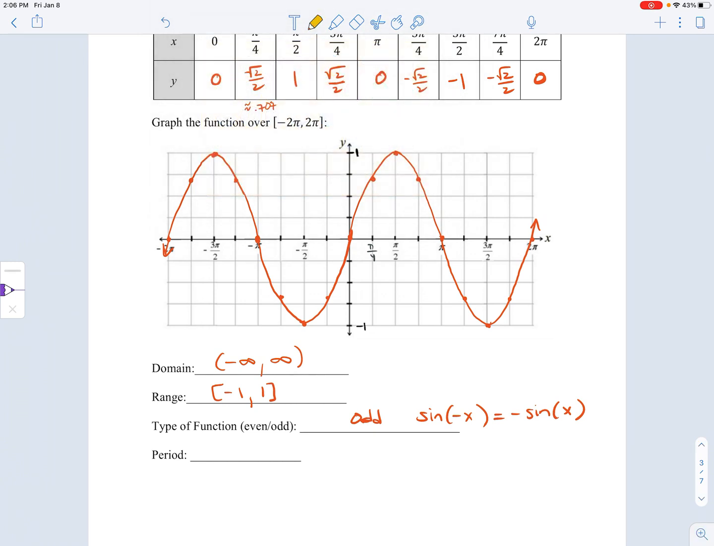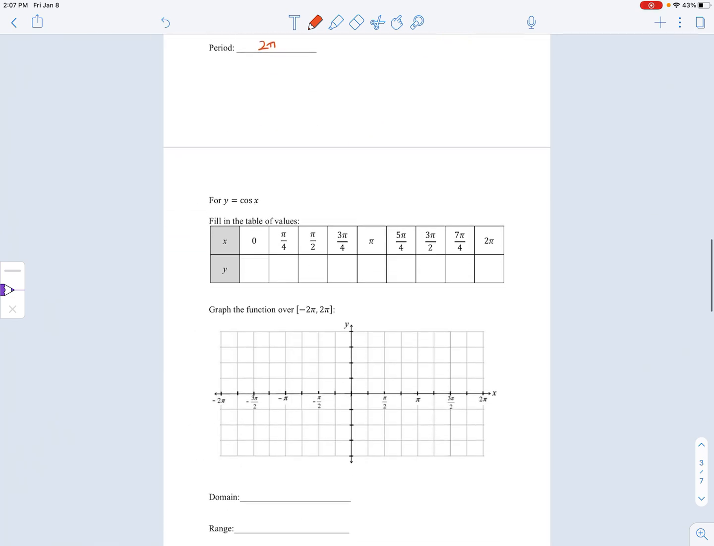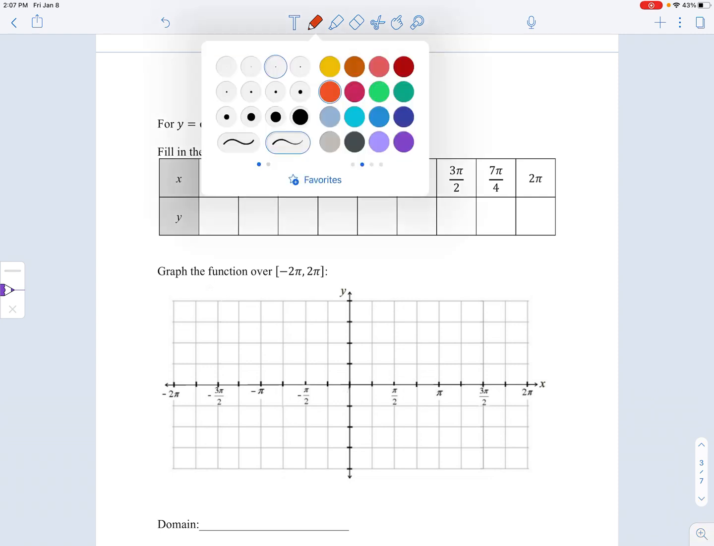And a period. One full rotation, where all of the output values occur. So if we think about the period starting at 0, all the output values that sine has occur and then it ends at 2 pi, and then the pattern repeats. So the length of the fundamental period of sine is 2 pi.